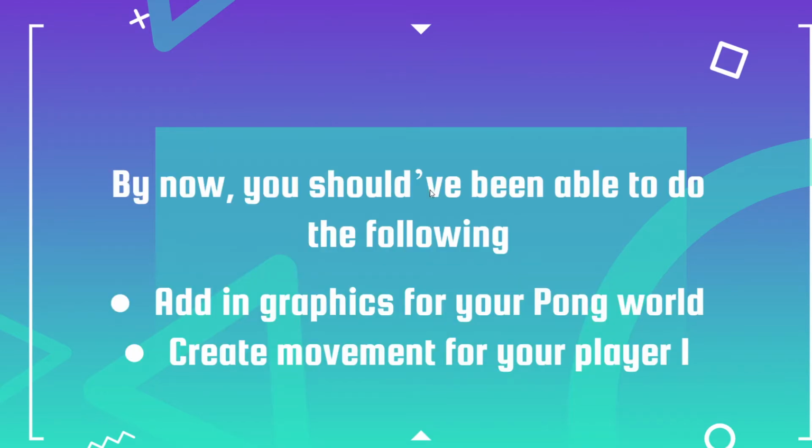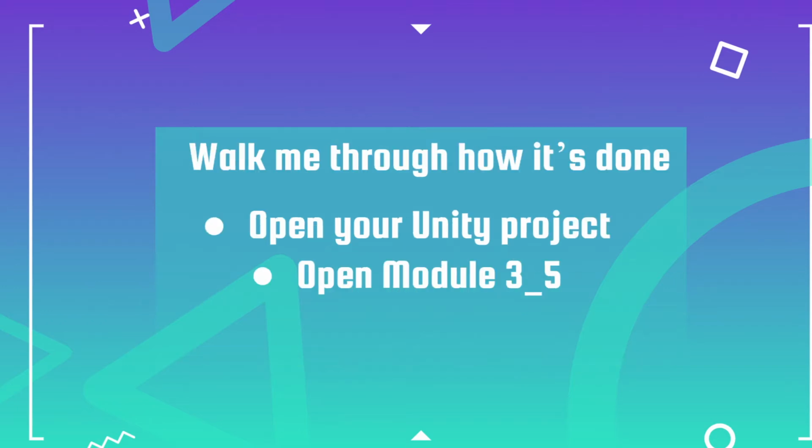By now, you should have at least the following things. You should have been able to add graphics to your Pong game, so you should be able to drag assets from the project window into the scene window. And you should have been able to create basic movement for your player one, and at least make the player move up. We're going to walk through how that's done.